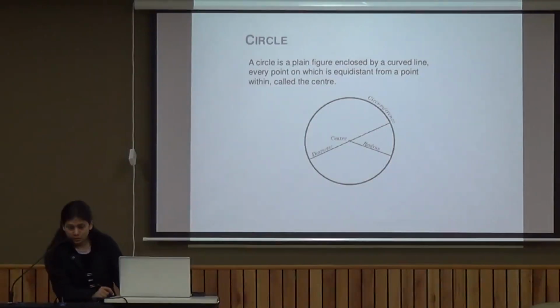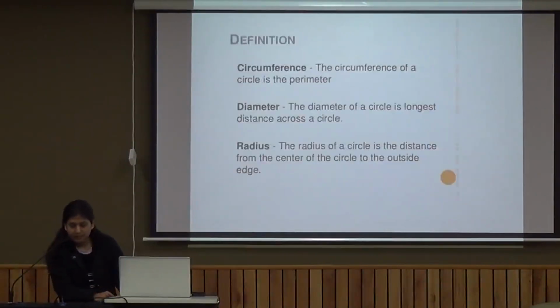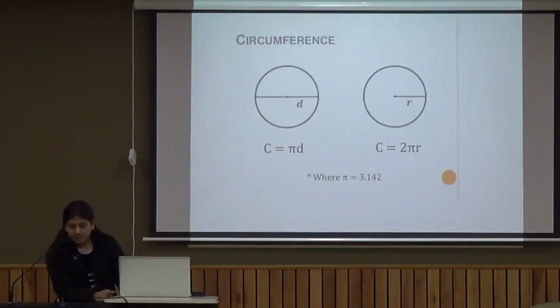Twice of radius is equal to diameter. Now here is the summary of the definitions which we have just discussed: circumference, diameter and radius. Circumference is the boundary of the entire circle. So C is equal to pi into D, or C is equal to 2 pi r, where D is equal to 2r. Now here pi is an irrational number which is equal to 22 by 7, or in decimal it is equivalent to 3.142.